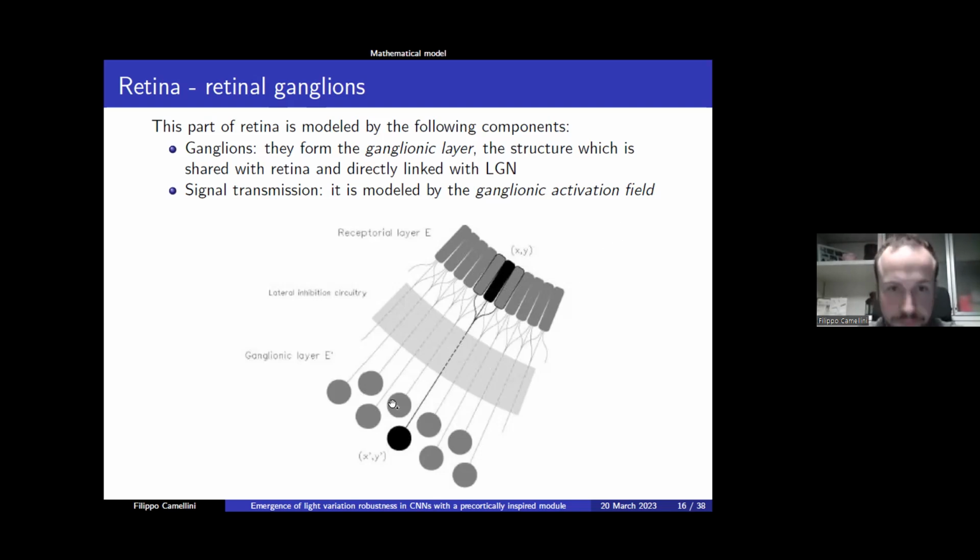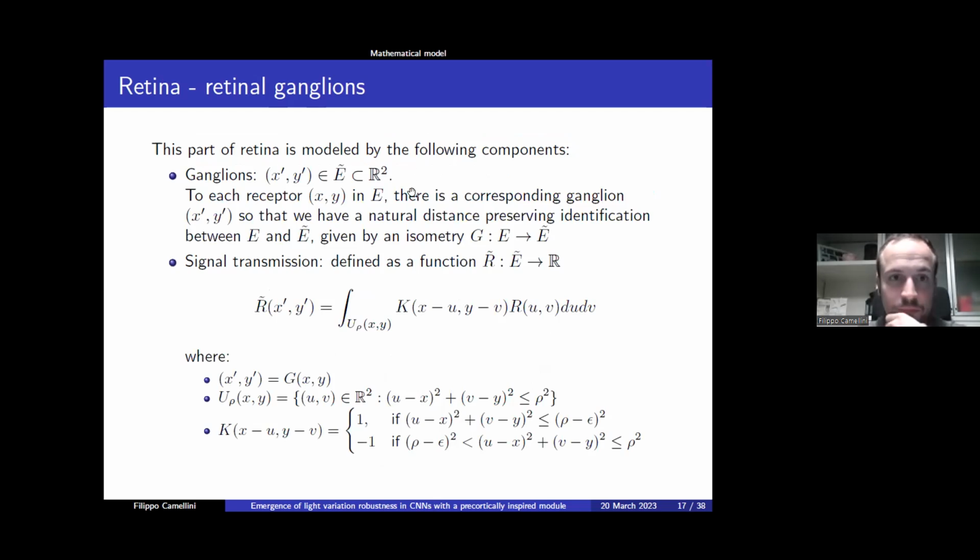So to point out this explanation, the ganglionic layer can be described like a compact set in R2, like before, and we have the ganglion linked with the photoreceptor with this isometry, and then the elaboration of the signal is made by this sort of convolution. Now I want to focus my attention on this convolution. For every ganglion, Filippo, it's not a sort of a convolution, it's really a convolution.